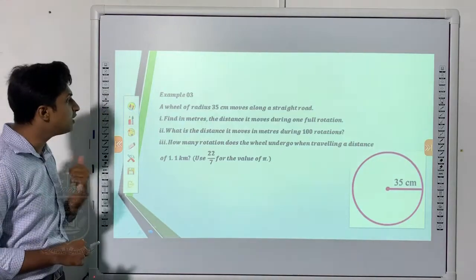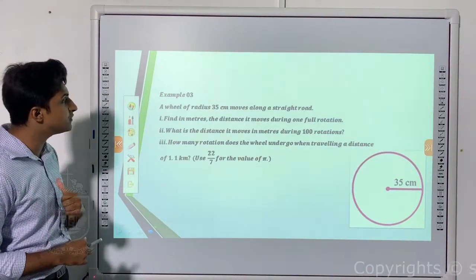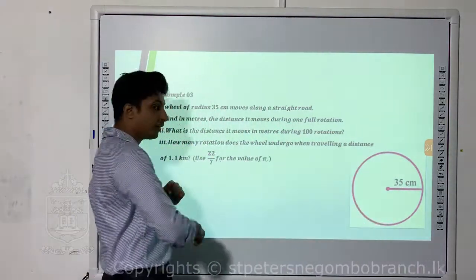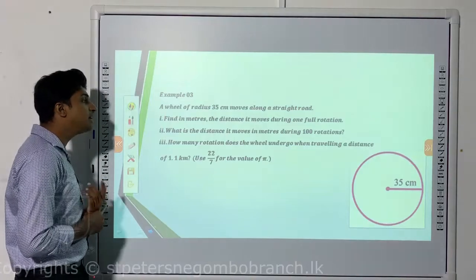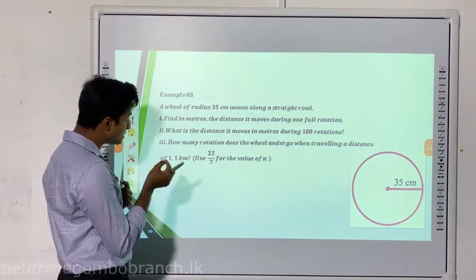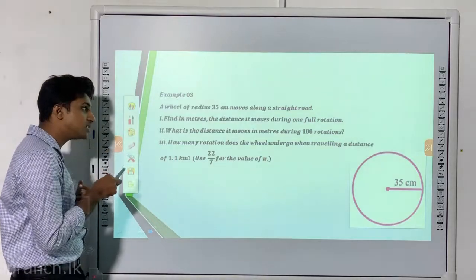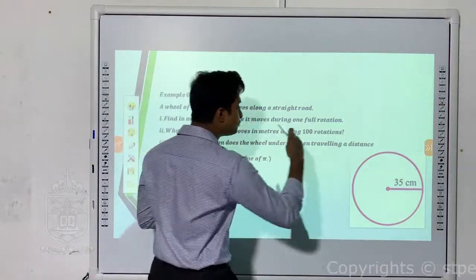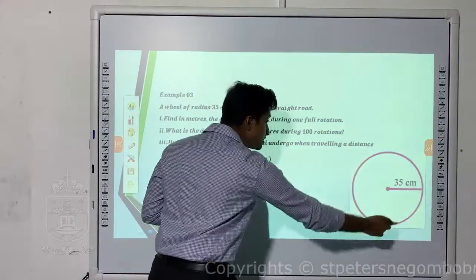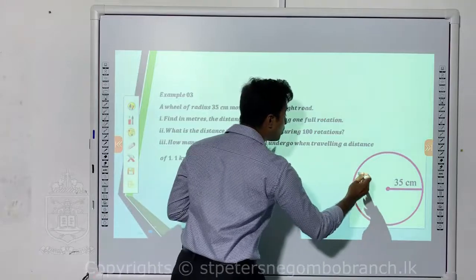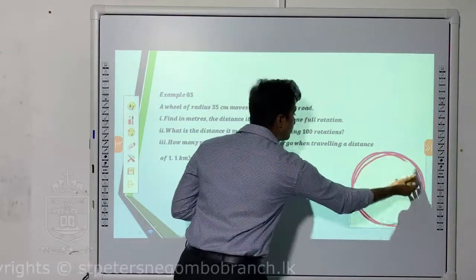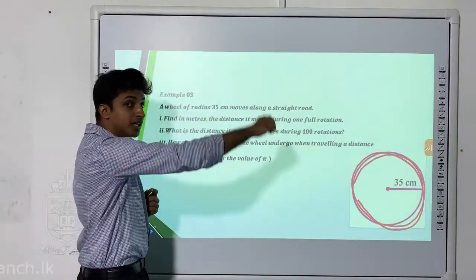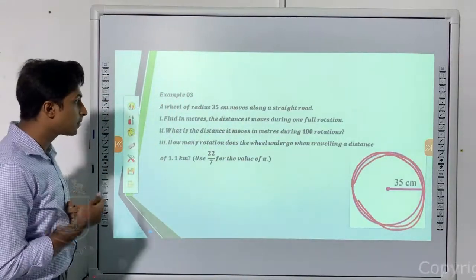So, a wheel of radius 35 centimeters moves along a straight road. The wheel has been given to you with the radius of 35. Find in meters; this is given in centimeters, so you are asked to find the value in meters. The distance it moves during one full rotation. Remember, one full rotation is actually one circumference, one total round. One full rotation is one total round. That is one complete circle.